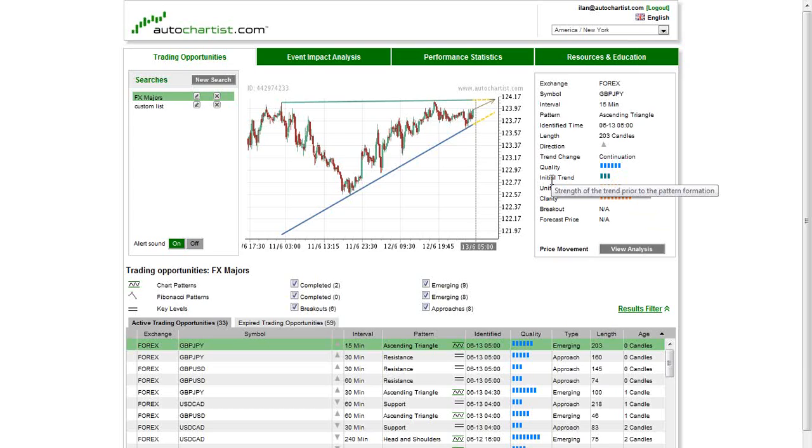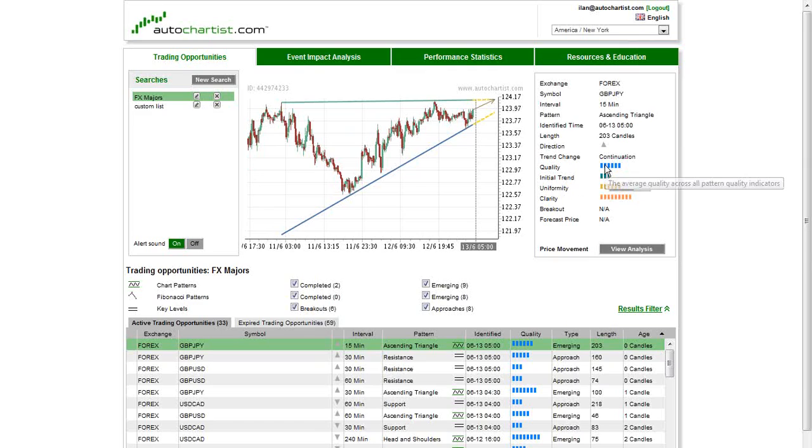The next quality indicator is the initial trend indicator. The initial trend indicator basically tells us how strong the initial trend was prior to the formation of the pattern. So that means that you can see this initial trend wasn't very strong. If this initial trend came from down here somewhere on the bottom left of the chart, there'll be a much stronger indication of the initial trend of the pattern. So Autochartist hasn't rated this pattern very highly in terms of initial trend.